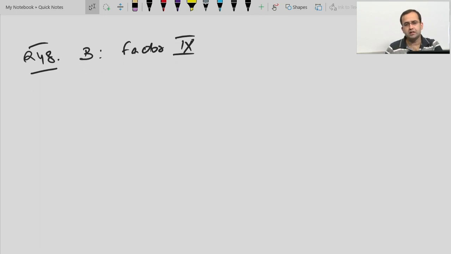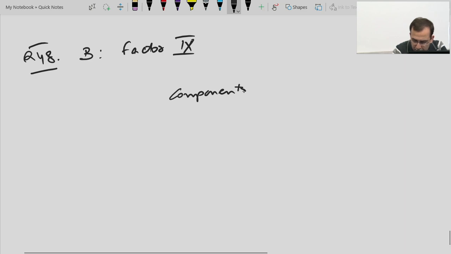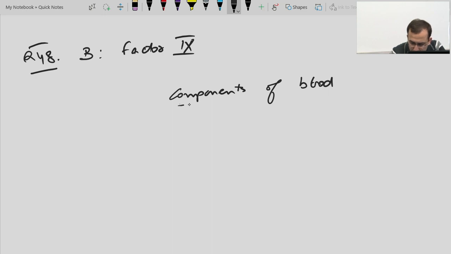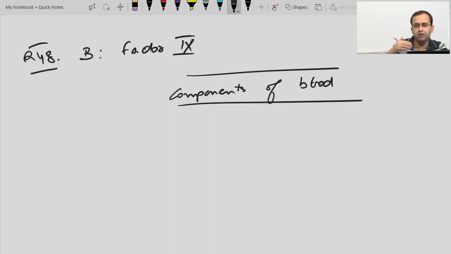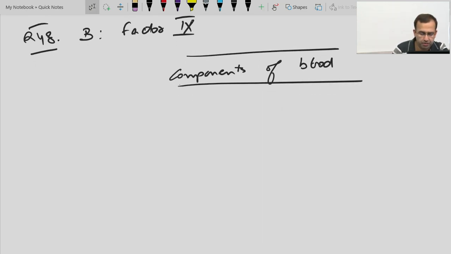So this gets us to the components of a blood bag. We will see the salient features of each. What are the components of blood which we can make from whole blood and compartmentalize it? Starting with RBC concentrate.